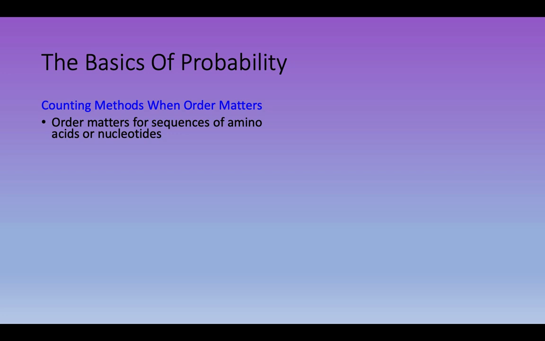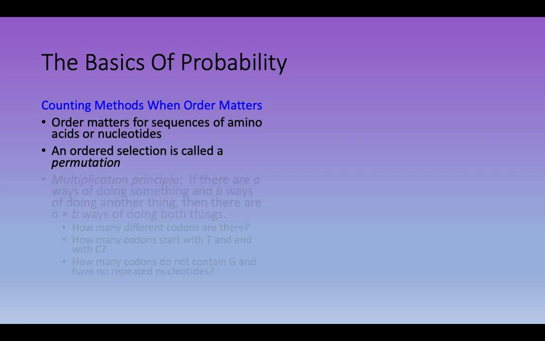In this case, the reason why we're talking about it first is because we are going to be dealing a lot with things like sequences, whether it be amino acid sequences or nucleotide sequences, right? And the order obviously matters in those cases, like the identity and the order of those things matter. And when we think about an ordered selection, we call that a permutation. So that's an ordered selection.